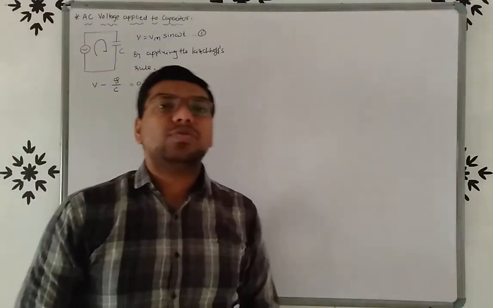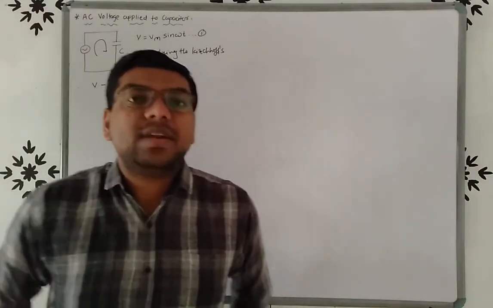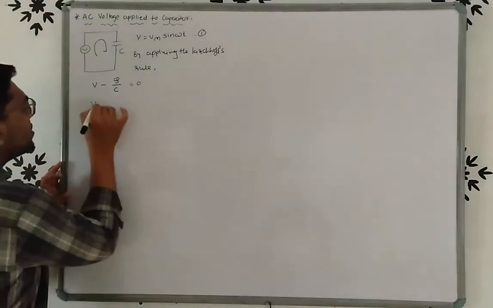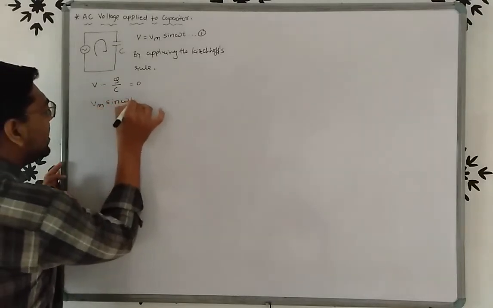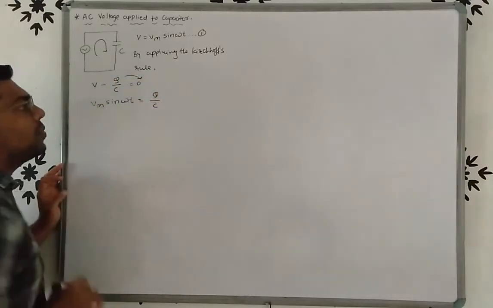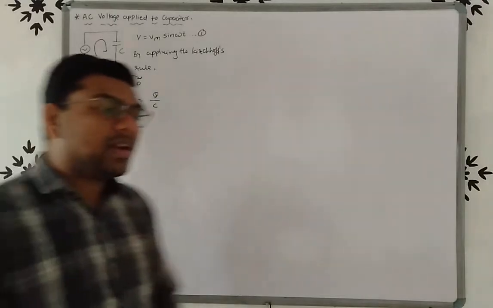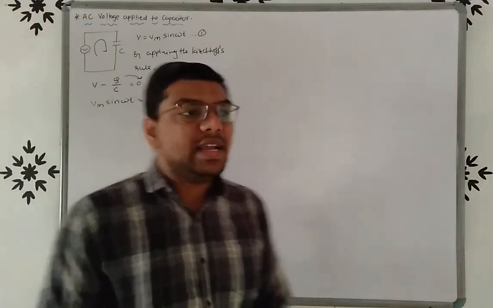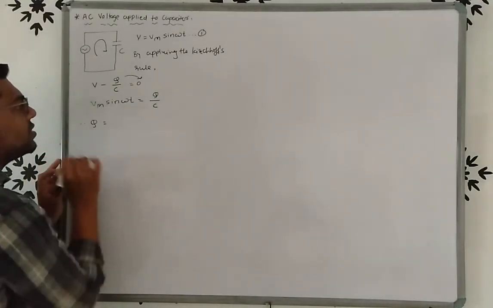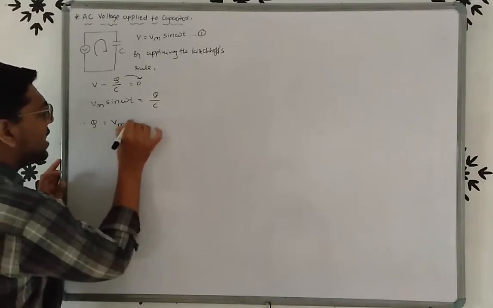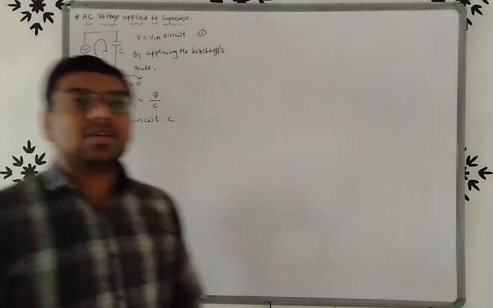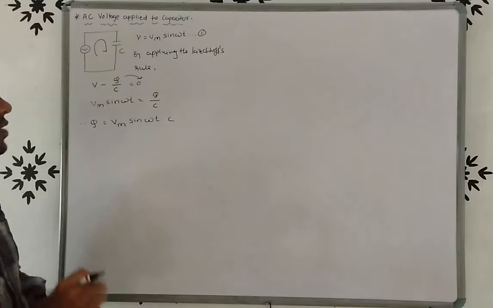And here we have to derive the equation of current. So V is equal to Vm sin omega t is equal to, taking Q by C to the right hand side, Q by C. We know that current I is equal to dq by dt. So we can write Q is equal to Vm sin omega t into C.